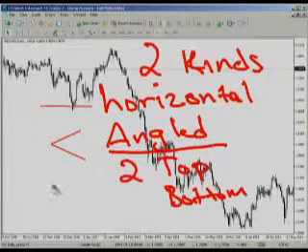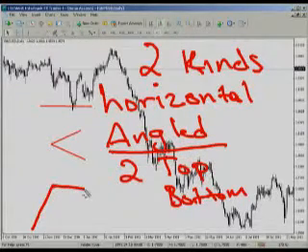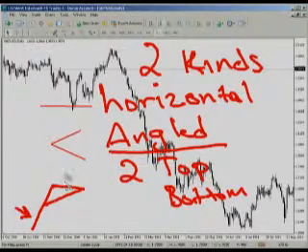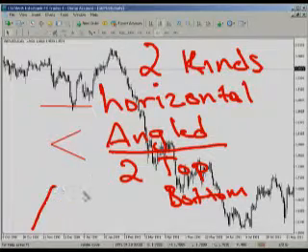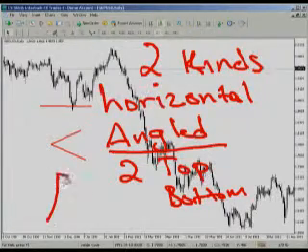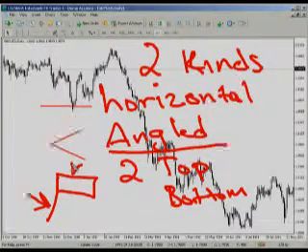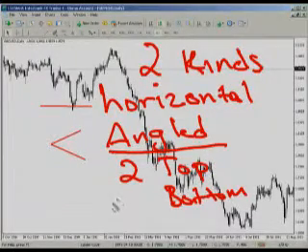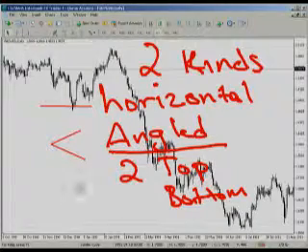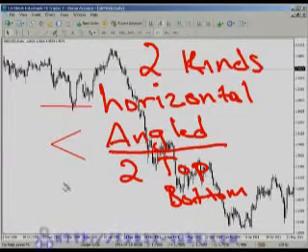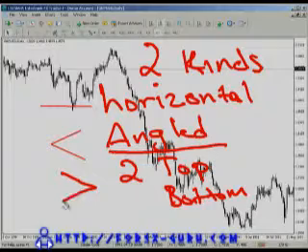We have a pattern called a pennant, which is something like this. You've seen a pennant before. Here's your pole, and then here's the actual pennant. You also have something called a flag. Here's the flag pole, and here is the flag. Very simple. You also have something that looks like a triangle. Now, triangles come in many different shapes, but they will sometimes look like this.